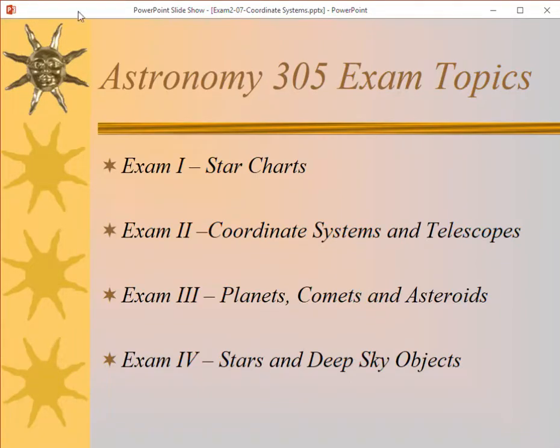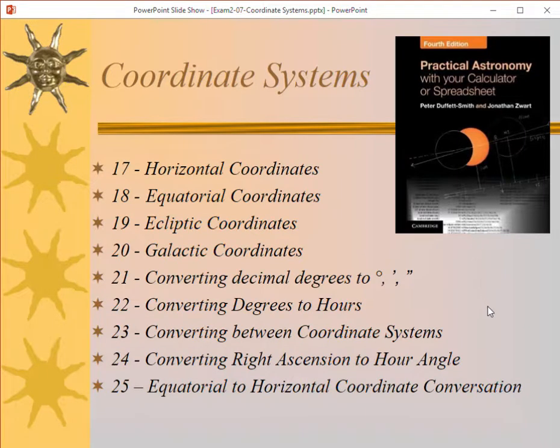Okay, this is a discussion about coordinate systems for exam number 2. We've talked a little bit about these coordinate systems, and we've also discussed telescopes and their parameters. So what you want to have is homework number 5, and also your textbook, Practical Astronomy with Your Calculator. We'll be going through these sections that are kind of short within this textbook right here.